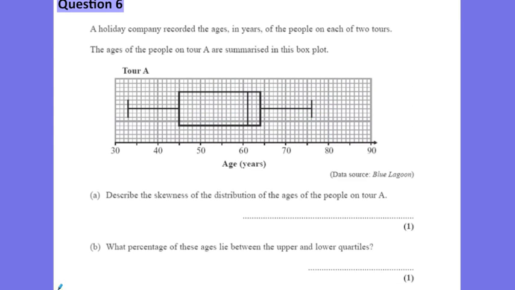Question 6. A holiday company recorded the ages in years of people on each of 2 tours. The ages of people on tour A are summarised in this box plot. We're asked to describe the skewness of the distribution of the ages of people on the tour. We're looking at this line. This is our median. It's closer to Q3 than Q1. Therefore, we have negative skew.